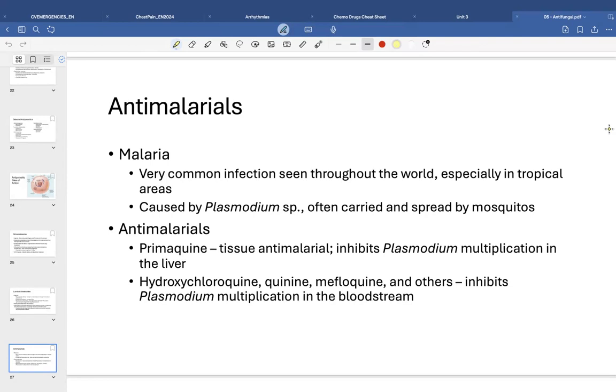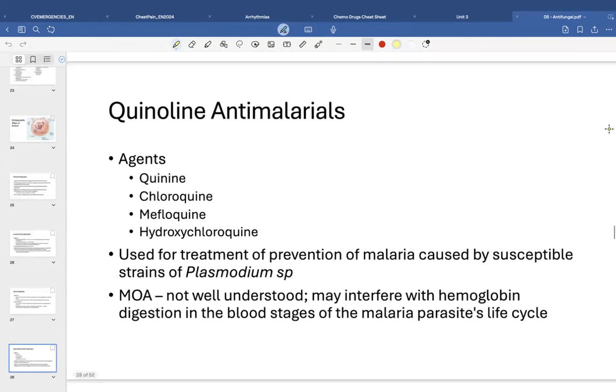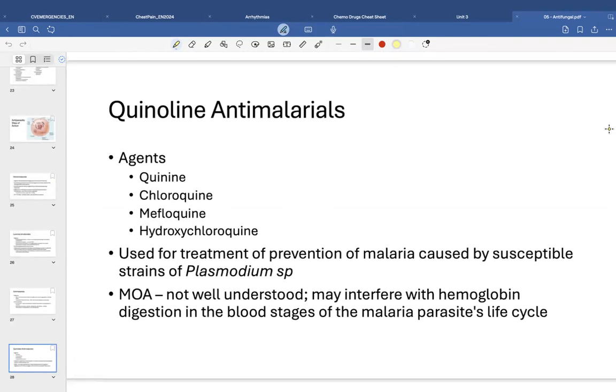So these are the quinoline antimalarials. They include quinine, chloroquine, mefloquine, and hydroxychloroquine. You may recall from the pandemic that hydroxychloroquine was something of a big deal. Why hydroxychloroquine? Well, it works for malaria. It is not an antiviral.